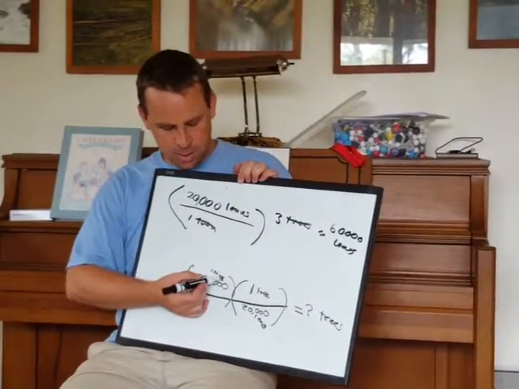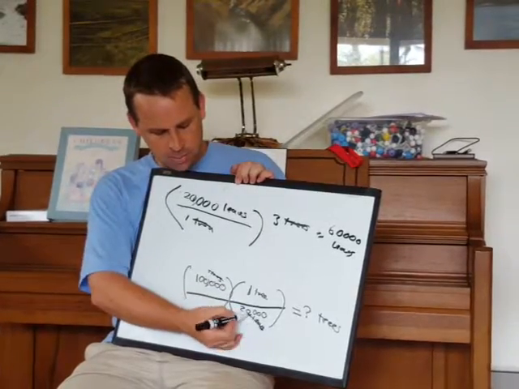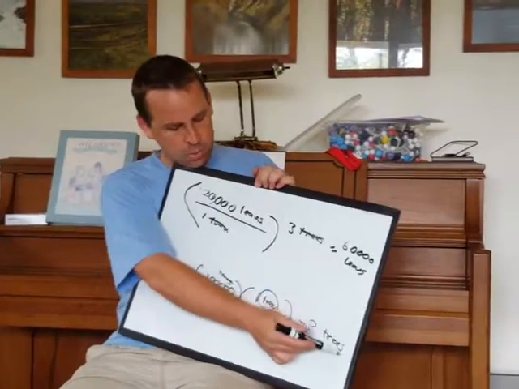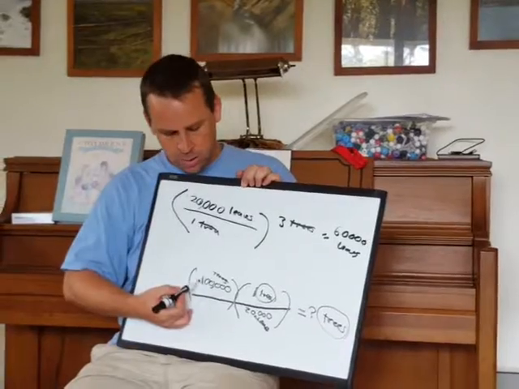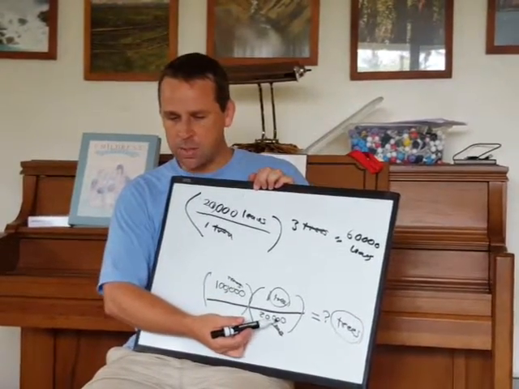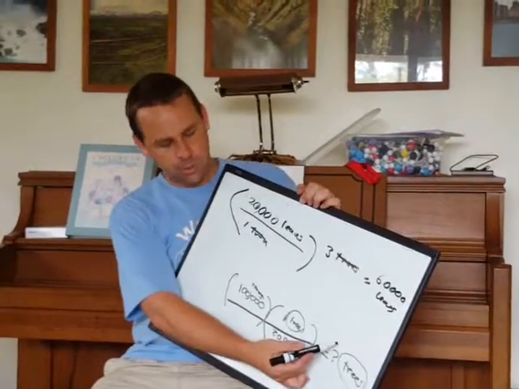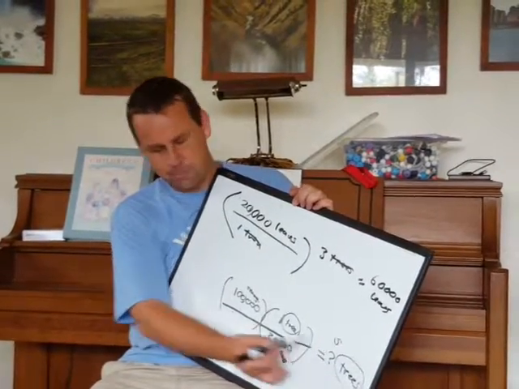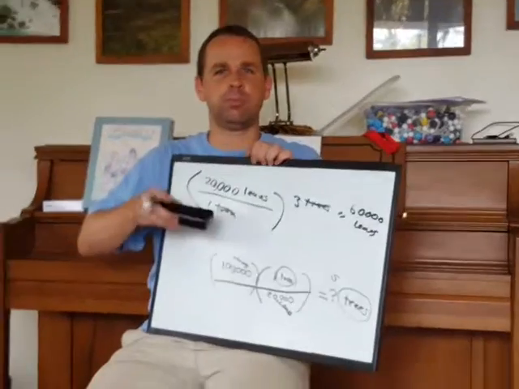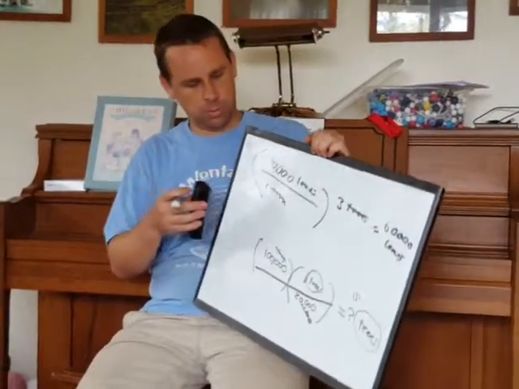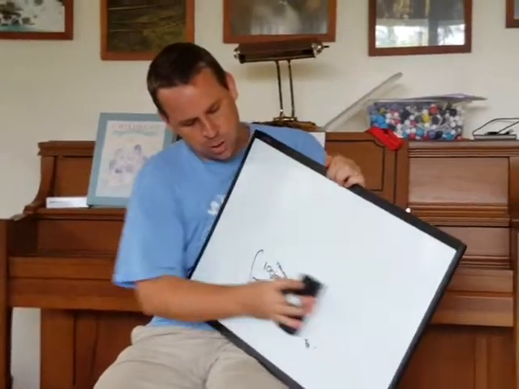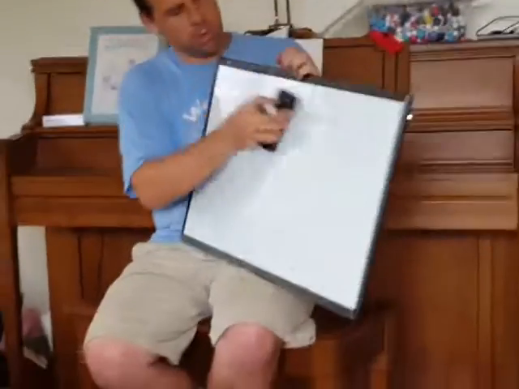So now I can see the units do what? Leaves divided by leaves. They're gone. I'm left with trees like I wanted. So now I just take the 100,000 divided by 20,000 in my calculator, and I should be able to get an answer. 5. It's 5 trees. So much simpler. So let's try another one.